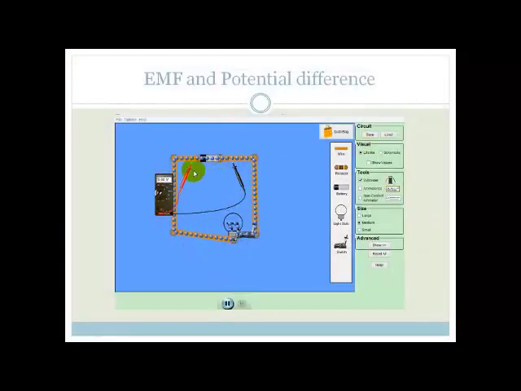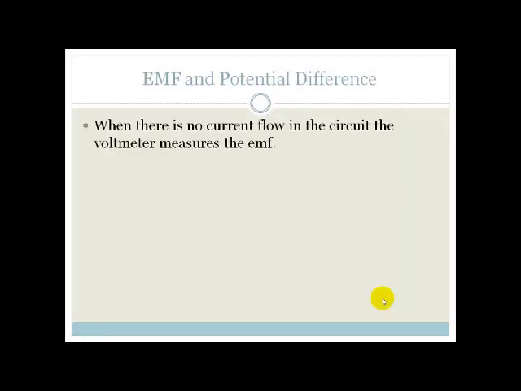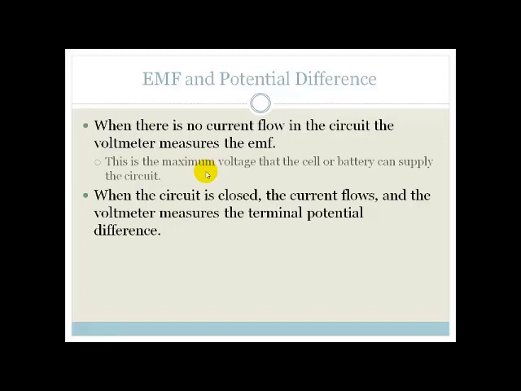So what is happening here? First of all, the one that we measure across the battery when the switch is open is called the EMF, whereas when we close the switch and measure it, we're finding the potential difference. So when there's no current flowing in the circuit, the voltmeter measures the EMF. This is the maximum voltage that the cell or battery can supply to the circuit. However, when the circuit is closed, the current flows and the voltmeter measures the terminal potential difference. That is the actual volts supplied to the circuit.